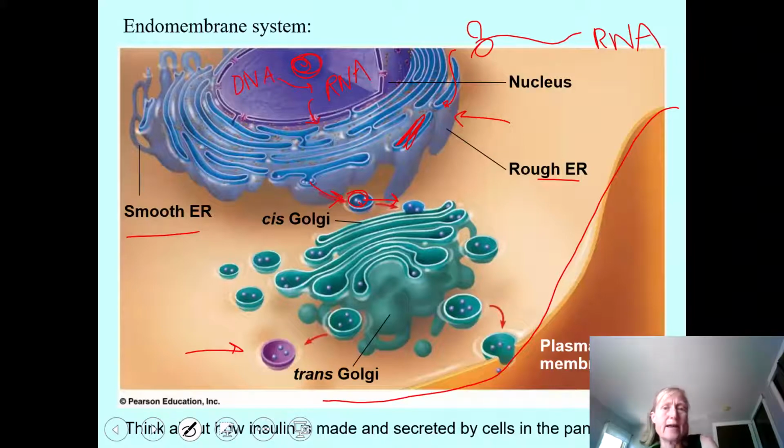So it's tagged. And then as it travels through the Golgi, it gets sent to a vesicle that is headed to the plasma membrane, where the insulin proteins, fully functional now, are released out of the cell or secreted out of the cell. So notice all of the parts of the cell that are used in conjunction to make one protein called insulin.